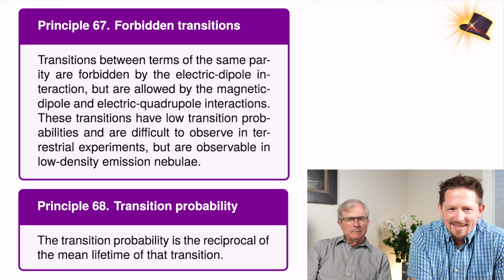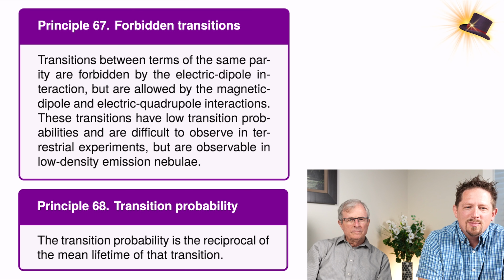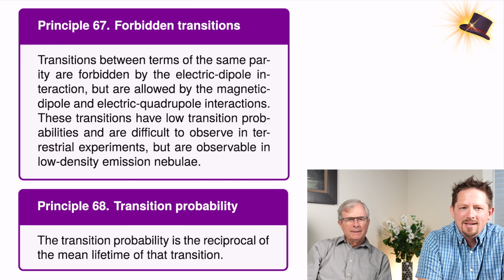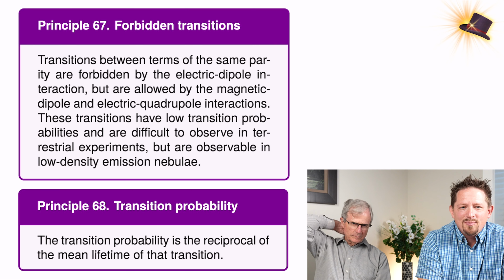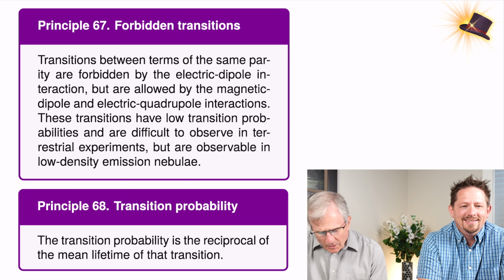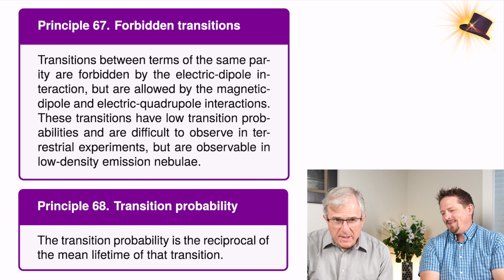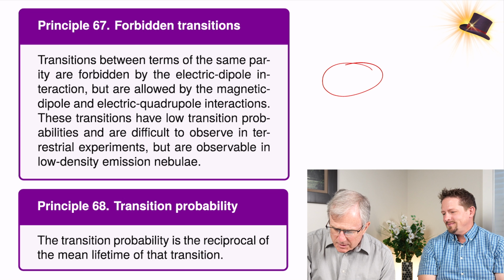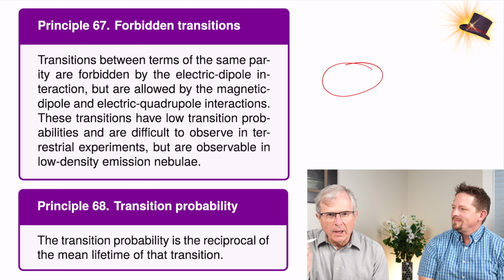Principle 67. Forbidden transitions. Transitions between terms of the same parity are forbidden by the electric dipole interaction, but are allowed by the magnetic dipole and electric quadrupole interactions. These transitions have low transition probabilities and are difficult to observe in terrestrial experiments, but are observable in low-density emission nebulae.